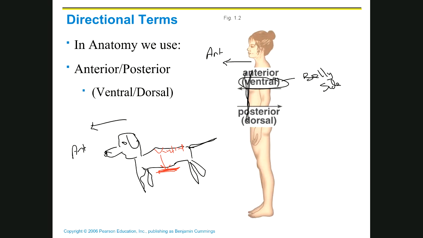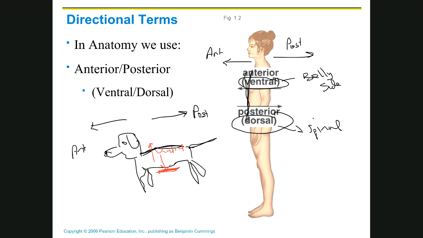And then look at this other one. So here's our dog again. Which direction is this on the dog? Posterior, that's exactly right. This is the after part of the dog. And for humans, remember, this is posterior. But dorsal doesn't mean that. Remember, dorsal means spinal side. Well, on a dog, here's the spine. So this is dorsal on a dog.